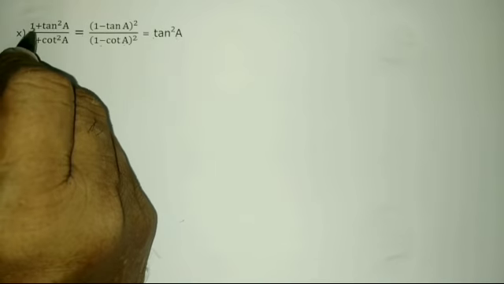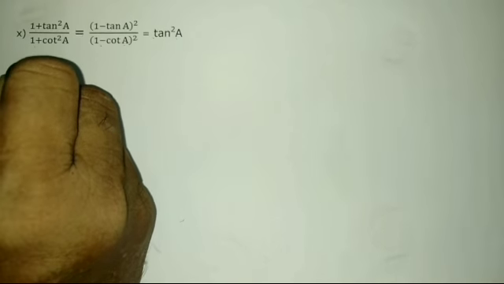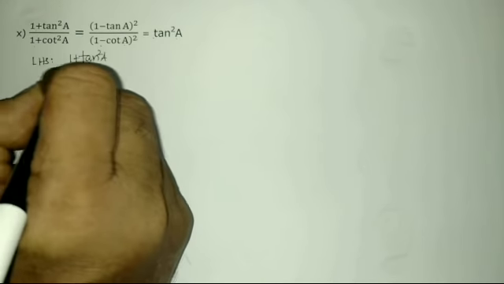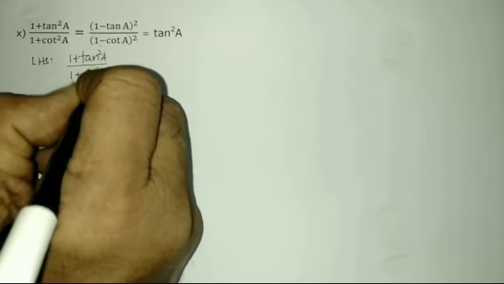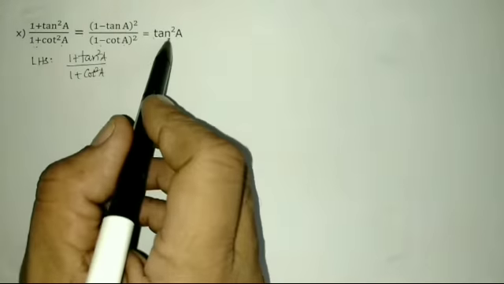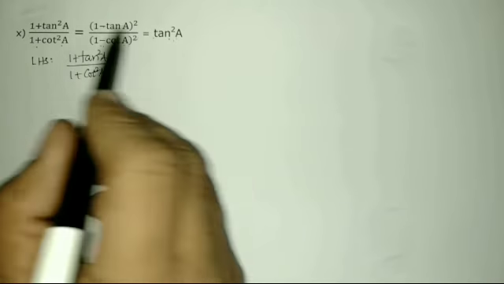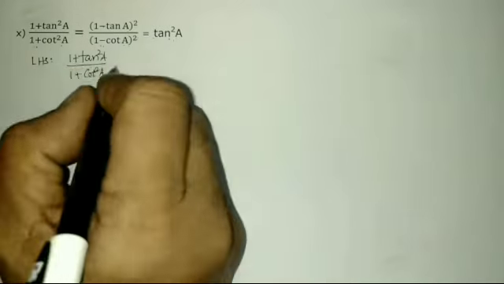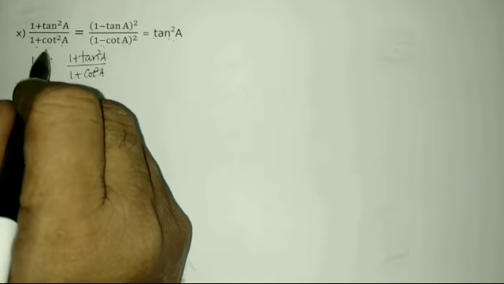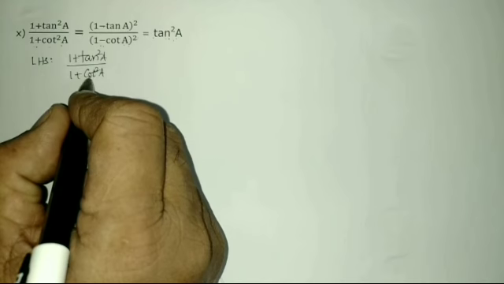Now we take the left hand side, 1 plus tan square A by 1 plus cot square A. Now I am going to show that 1 plus tan square A by 1 plus cot square A equal to tan square A, and also 1 minus tan A whole square by 1 minus cot A whole square is also tan square A. From that you get all these three are equal. Now here in the left hand side we have tan and cot ratios, whereas in the right hand side we have tan ratio only. So we convert cot in terms of tan.